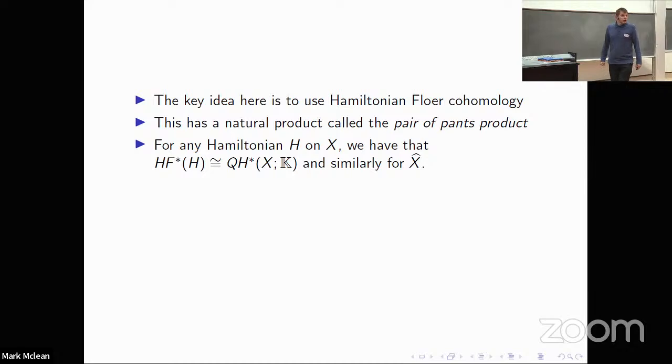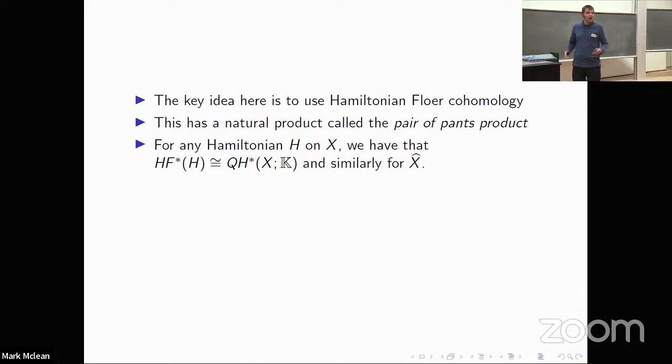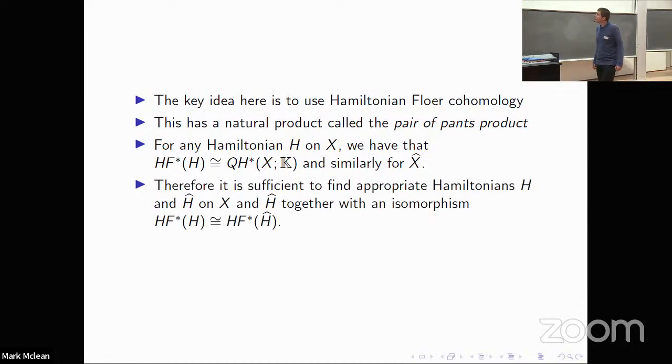So what I want to do is choose appropriate Hamiltonians on X and on X hat, so that somehow it becomes a bit clearer why these quantum cohomology groups are the same. So that's what I want to show.